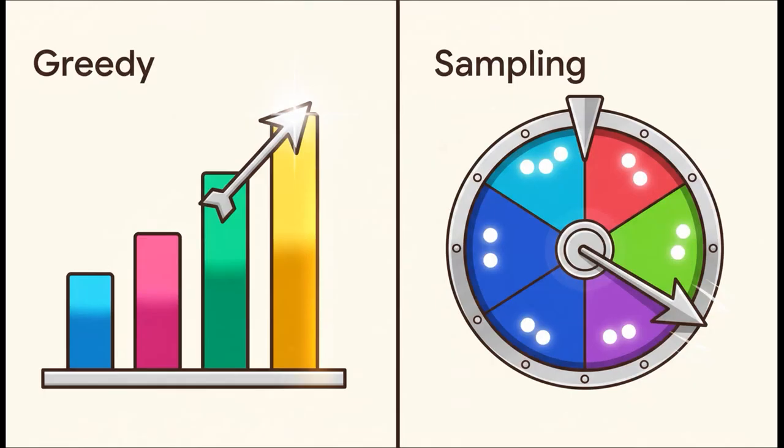Now, that decode step, that's where you get to make a choice. The GPU gives you a score for every single possible next token. With greedy decoding, you just pick the one with the highest score, every single time. It's predictable, it's deterministic. With sampling, you use the probabilities from those scores to make a more random choice, which is how you get more creative and varied outputs.